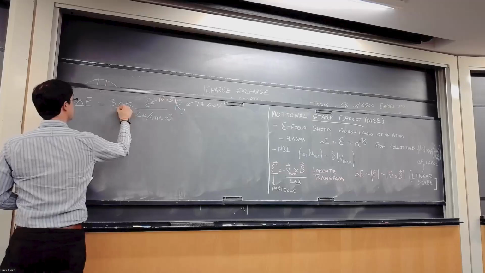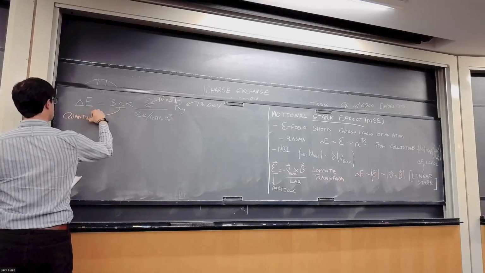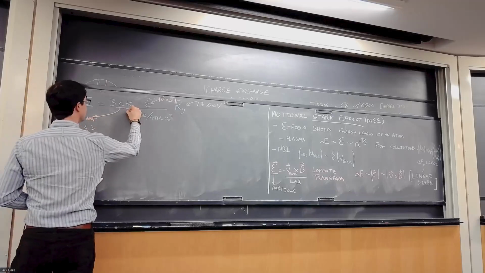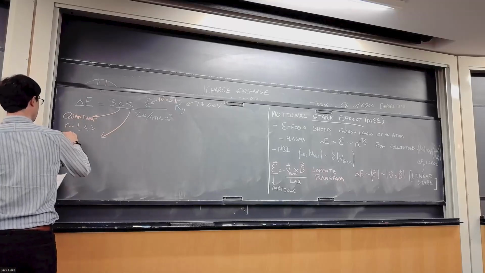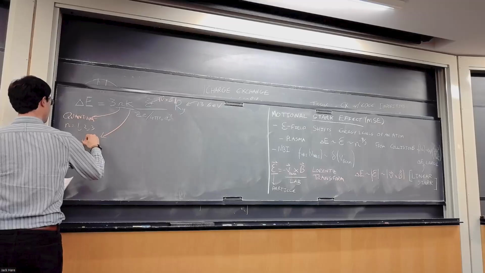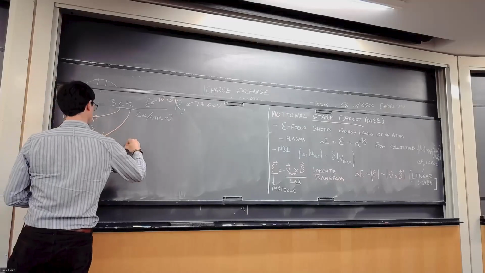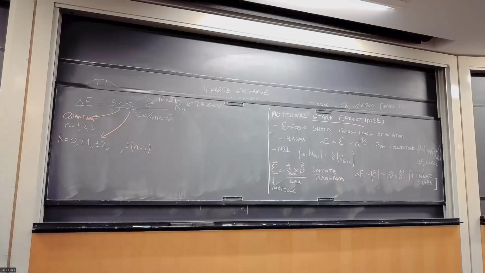Okay, so n here is the quantum number. So n equals 1, 2, 3. And k here, for each quantum number n, can take multiple values. K equals 0, plus or minus 1, plus or minus 2, up to plus or minus n minus 1. So for n equals 1, k can only take the value 0. For n equals 2, it can take 3 values. For n equals 3, it can take 5 values like this.